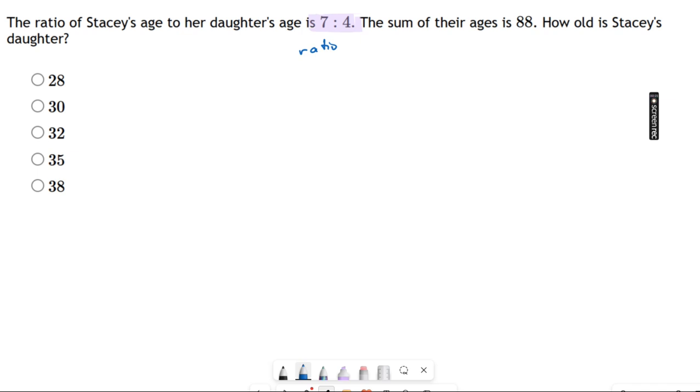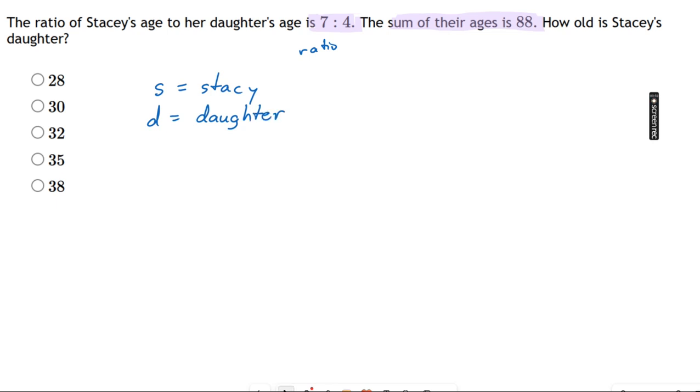But the other piece of information that we're given is over here. The sum of their ages is 88. Now, when you're given two pieces of information, what that really is, is two equations. So let's make these equations where we say, first of all, I need to establish some variables. Let's say S equals Stacy, and D equals daughter.